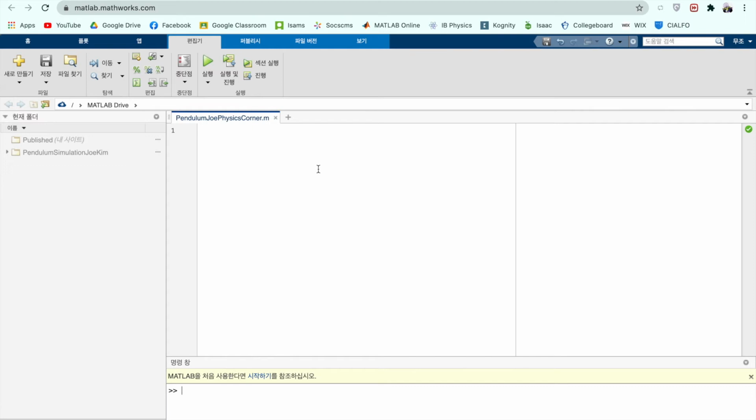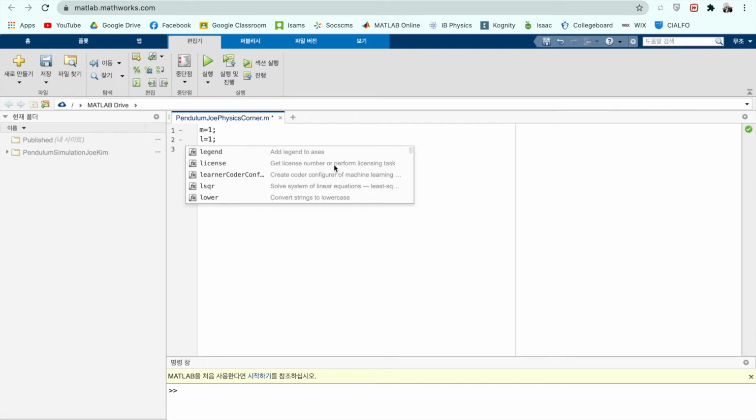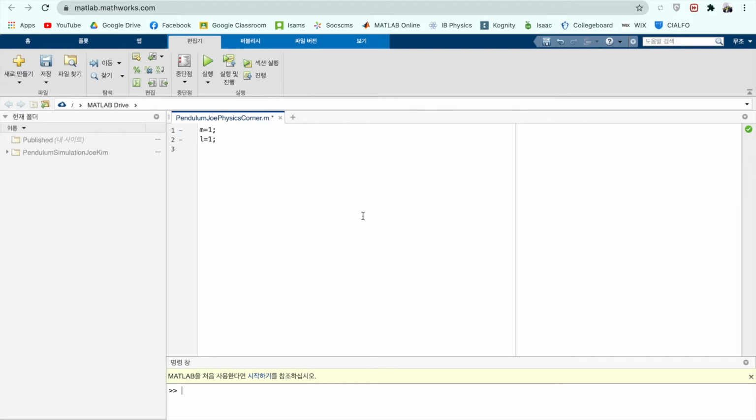First of all, we have to define the variables. First variable, let's define mass as 1. We have the length of the string, so we have L. That also is 1. Doesn't really matter, they're just constants. I'm going to define the constants first. We have the gravitational acceleration, which is 9.81.